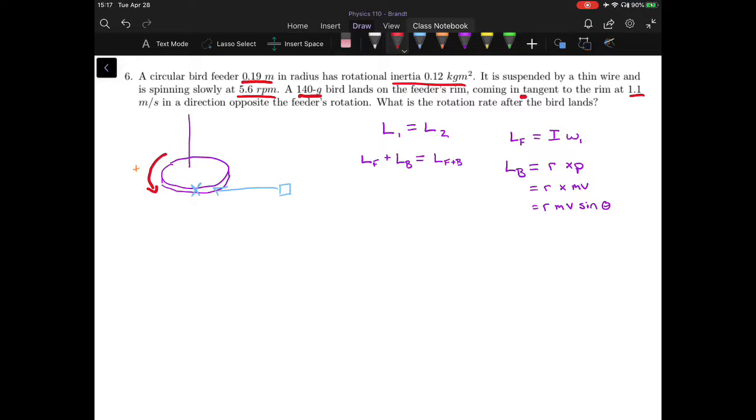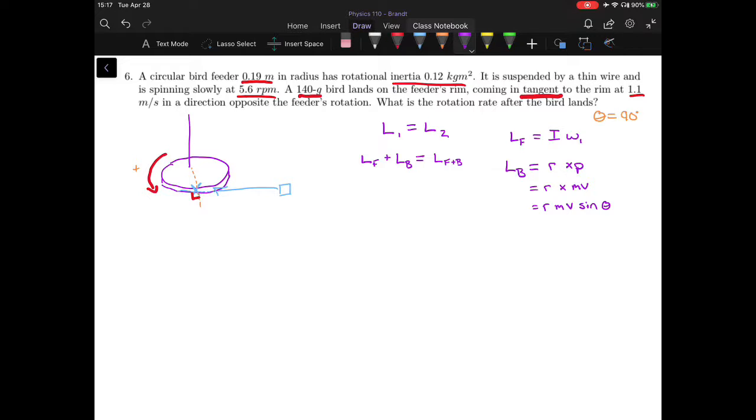Well, here's the thing. We know that it's tangent to our feeder. And so what that means is that if our r comes out and our velocity crosses, that r cross v vector is just going to be this guy right here, and by tangent, that means it's 90 degrees. So tangent means theta equals 90 degrees. So we have all that, which means we have the angular momentum for the bird.